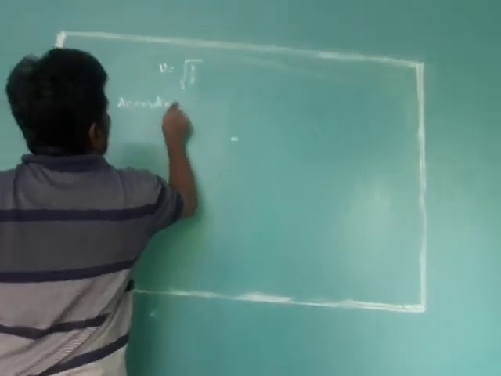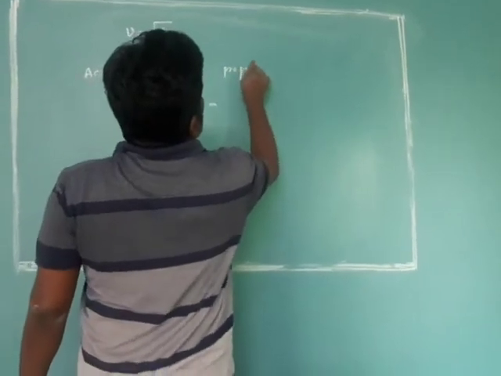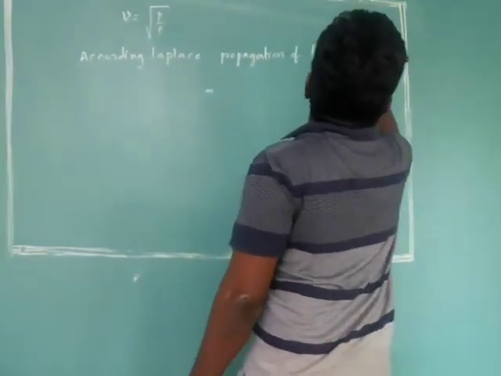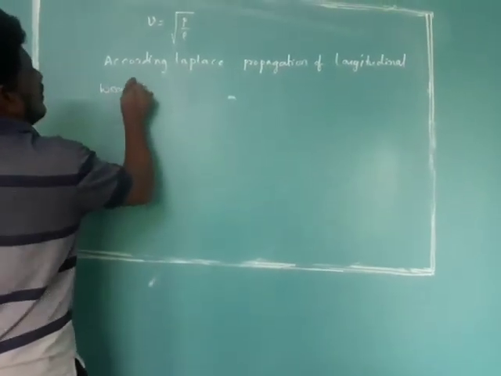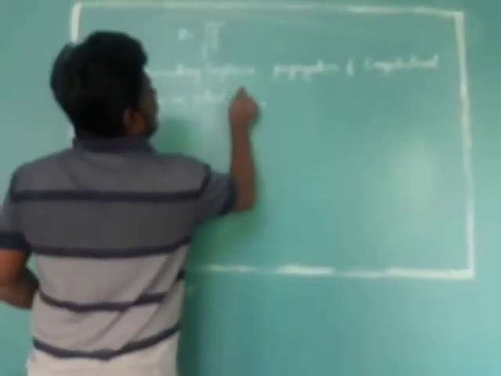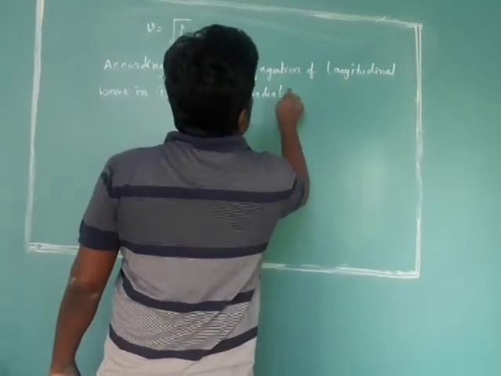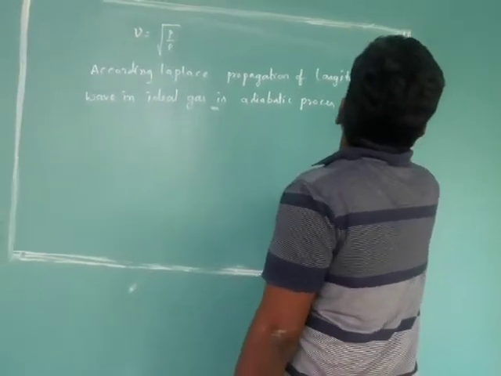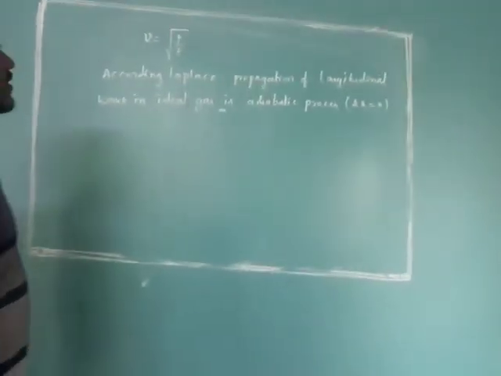So according to Laplace, propagation of longitudinal or sound wave in ideal gas is adiabatic process. Adiabatic process. So delta Q is equal to 0. Change in heat energy is 0, that means heat remains constant.